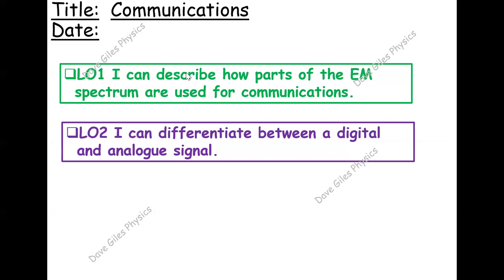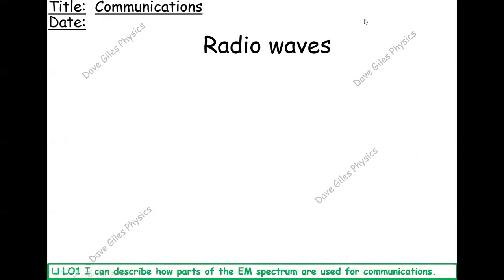So I want to describe how parts of the electromagnetic spectrum are used for communications and differentiate between a digital and analog signal. And a lot of stuff we're doing today, especially with learning objective 1, will be consolidation of what we looked at previously in the electromagnetic spectrum.